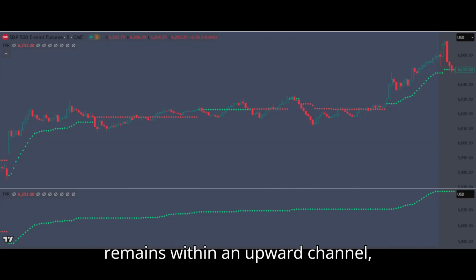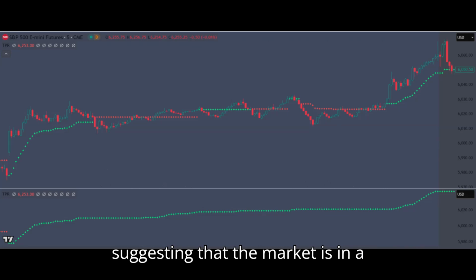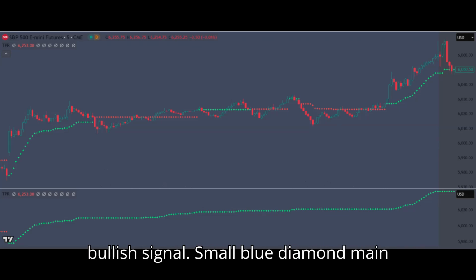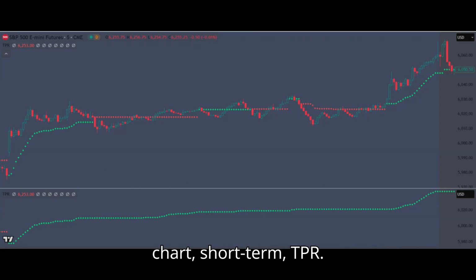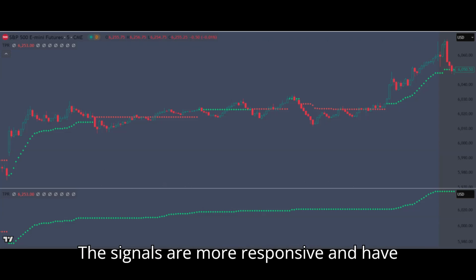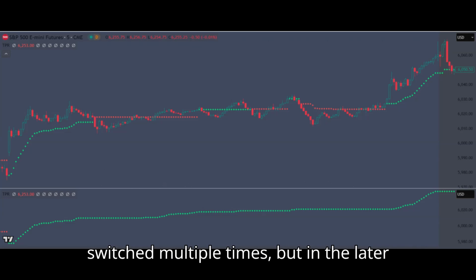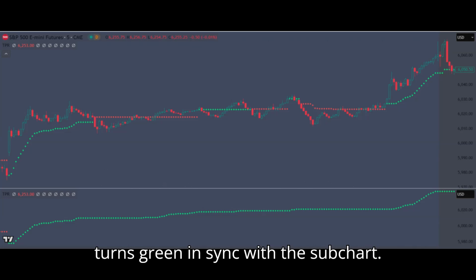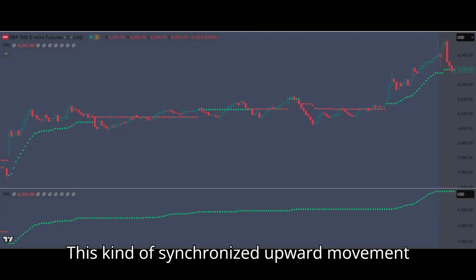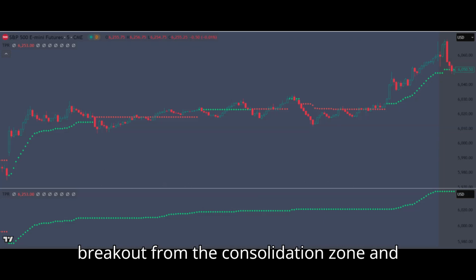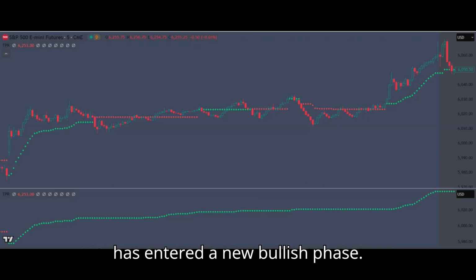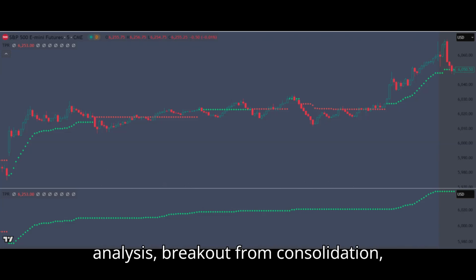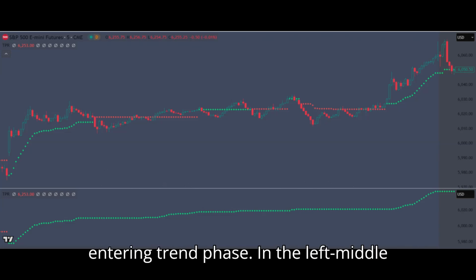It remains within an upward channel, suggesting that the market is in a trending upward phase, a medium-term bullish signal. Small blue diamond main chart, short-term TPR. The signals are more responsive and have switched multiple times, but in the later part, especially on the right side, it turns green in sync with the subchart. This kind of synchronized upward movement indicates the market has confirmed a breakout from the consolidation zone and has entered a new bullish phase. Magnifying glass tilted left, structural analysis: breakout from consolidation, entering trend phase.